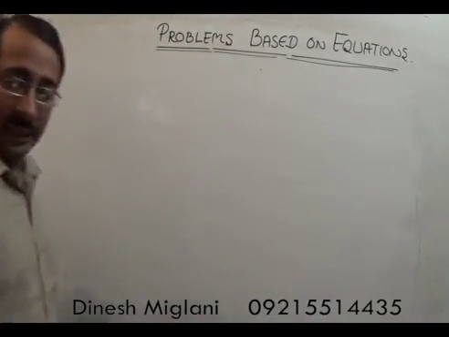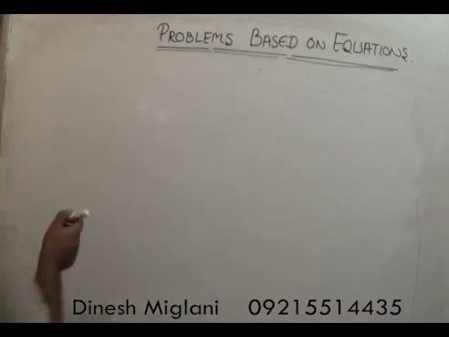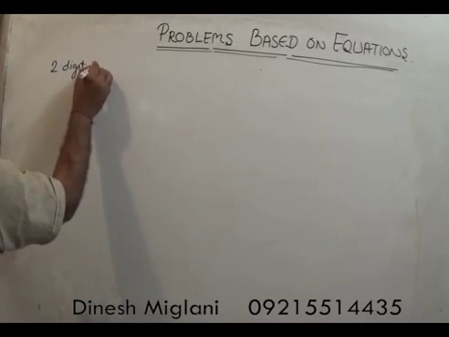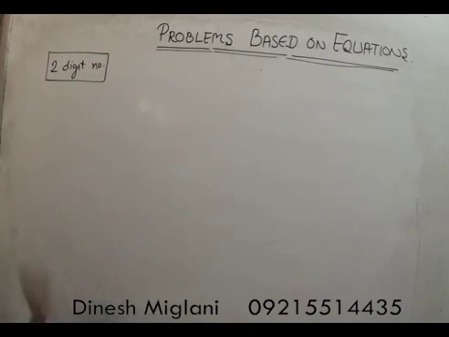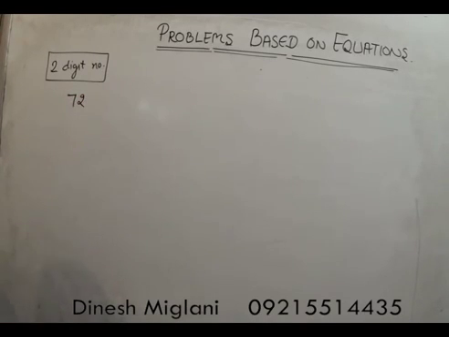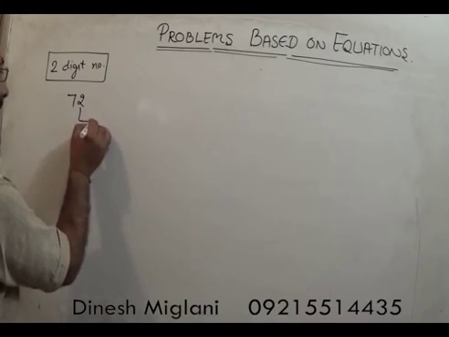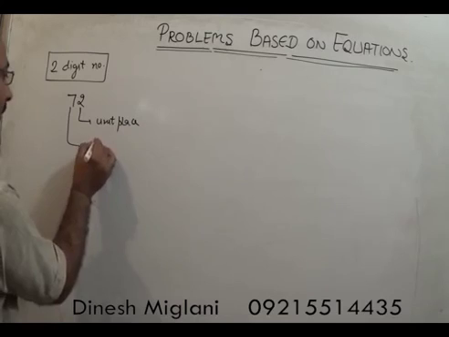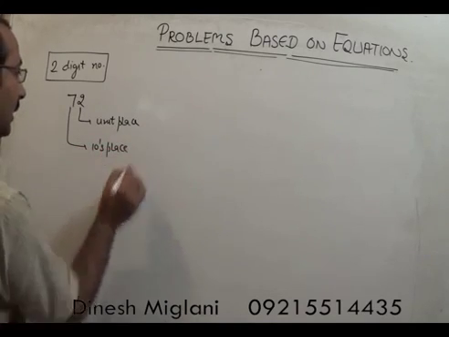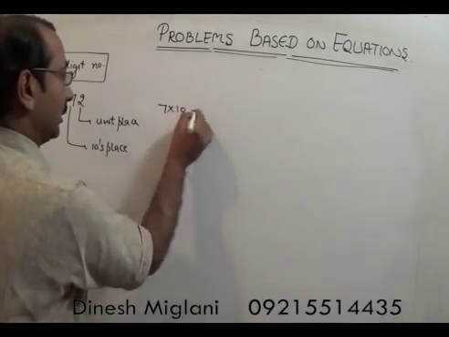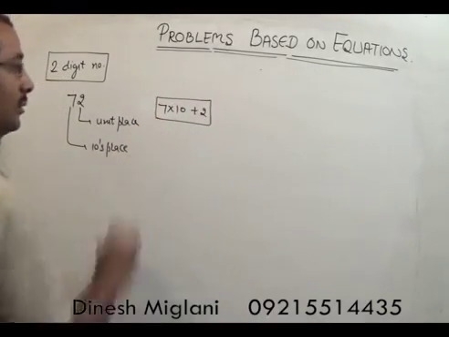Then after that we have the second type of problem, which is numbers. First we start with the concept of a 2-digit number. Suppose we have a number 72. In that, 2 is the unit place and 7 is the tens place. And 72 can be written as 7 into 10 plus 2.